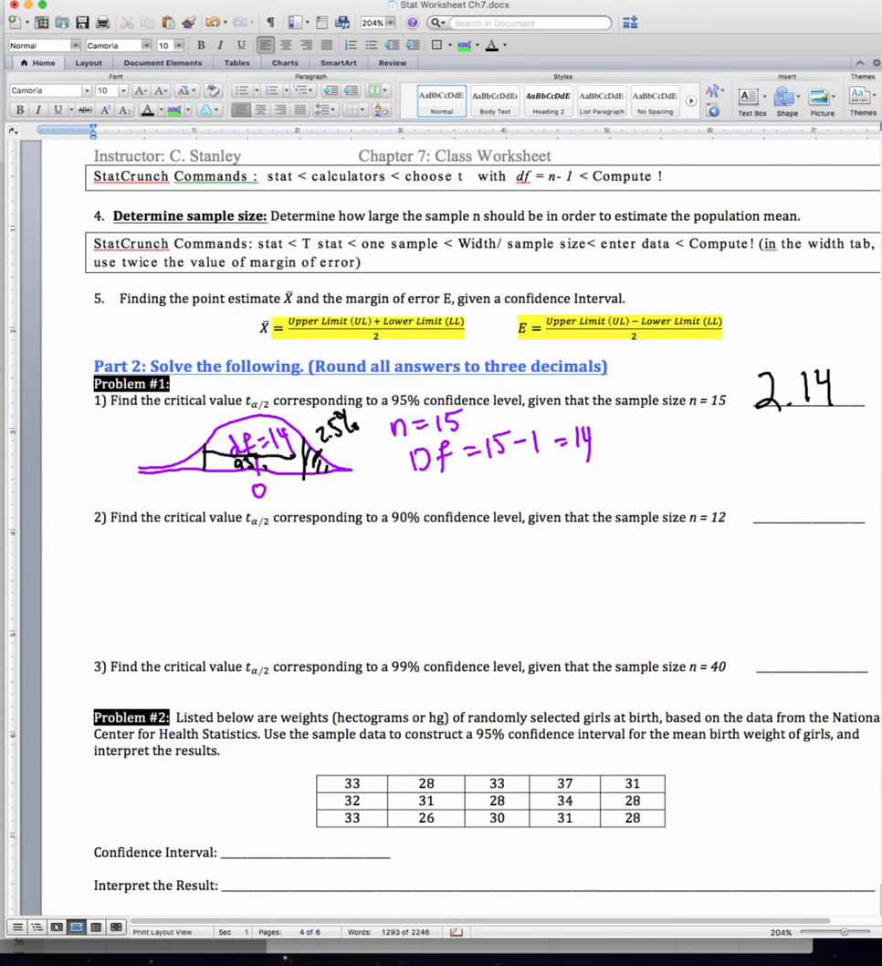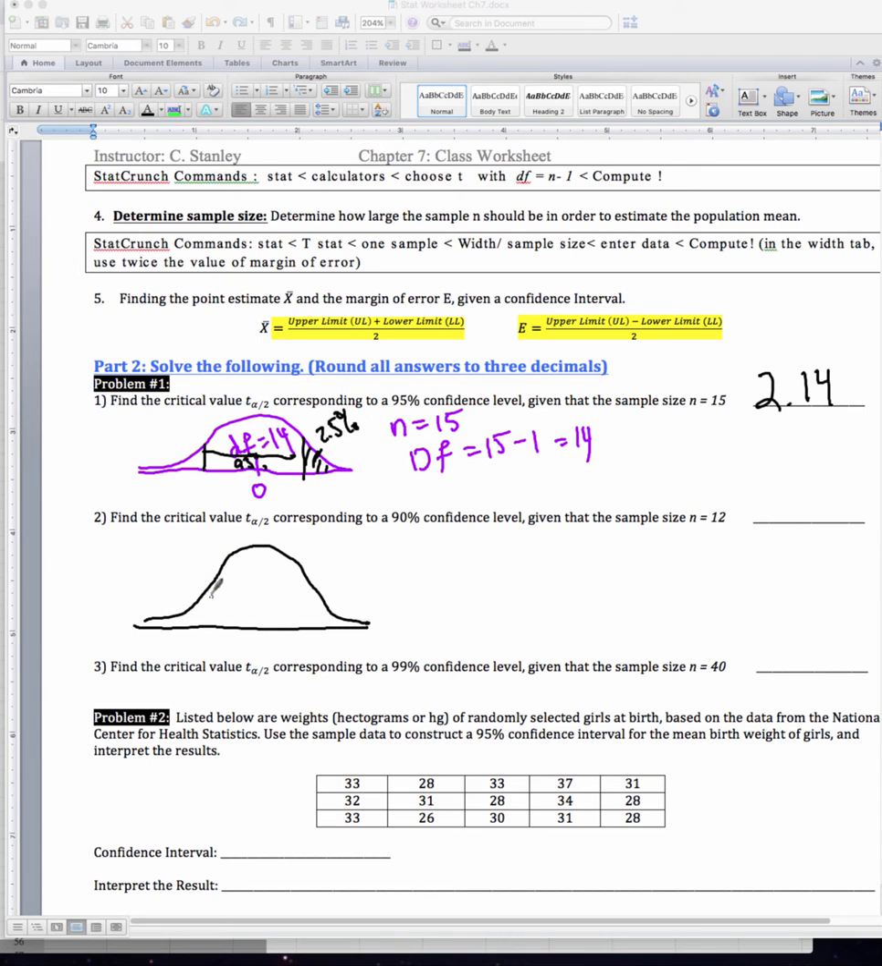Okay, now we have a 90% interval. So this is 90%. So our goal is to find this percent right there. Or if this is 90, outside of 90 is 10, so this must be 5%. Now we have to find the DF. A sample size of 11 has a DF. Sorry, sample size of 12 has a DF of 11.